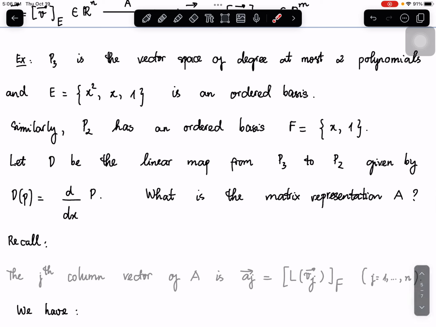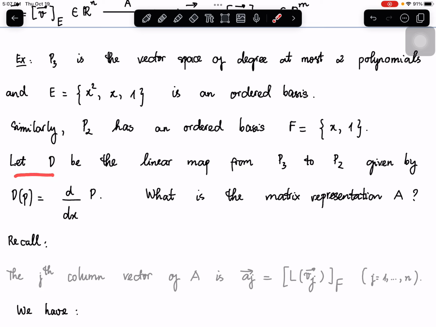And here is an example. P3 is the vector space of polynomials of degree at most 2, and E is an ordered basis of P3. So E is a basis with 3 vectors: x squared, x, and 1. Similarly, P2 is the vector space of all polynomials of degree at most 1. And F is an ordered basis of P2.